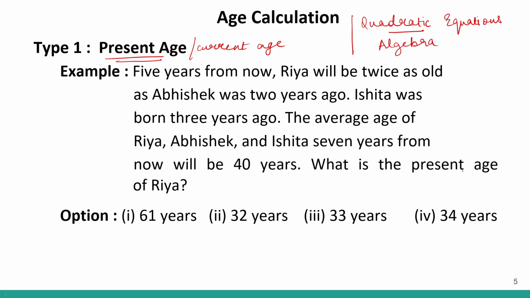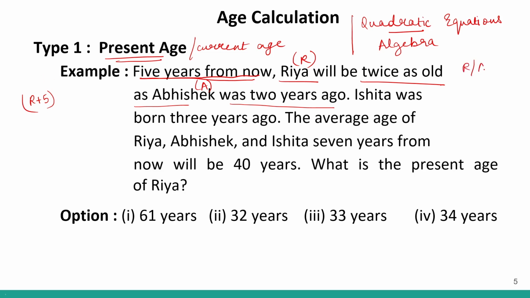solve the question. Now the question is, 5 years from now Riya will be twice as old as Abhishek was 2 years ago. So I can say let Riya's age be represented by R and Abhishek's age is represented by A. So based on this information we can make an equation. So 5 years from now Riya, so Riya plus 5. 5 years from now means 5 years after now.